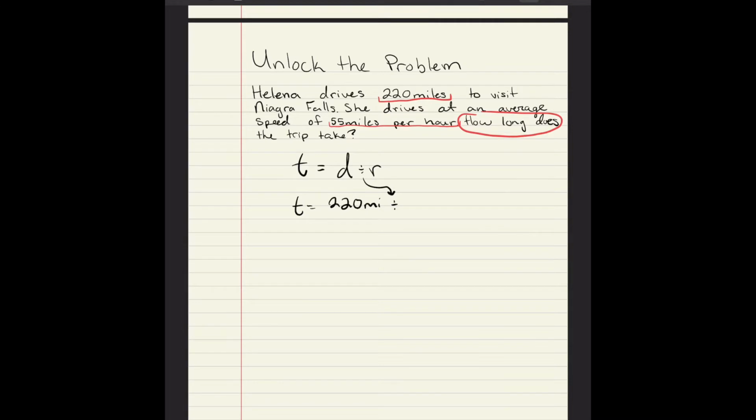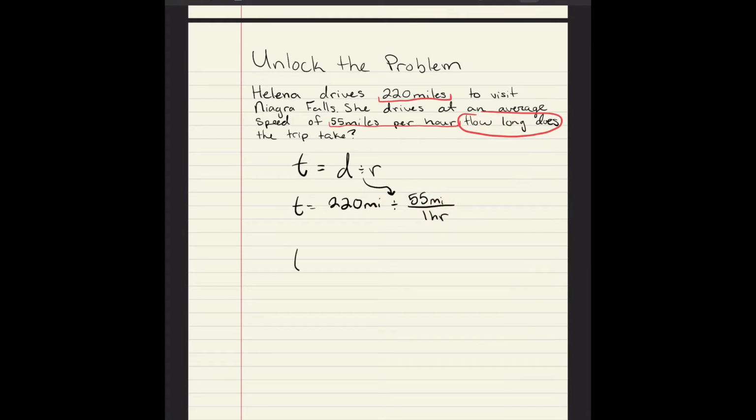And our rate is how fast she drove. She drove 55 miles per 1 hour. Remember, you have to include the per hour. That's part of the unit. And remember, we cannot just divide across because we have these units that aren't the same. And what we're finding is how long it takes. So we want to get rid of the distance so we can find the time.